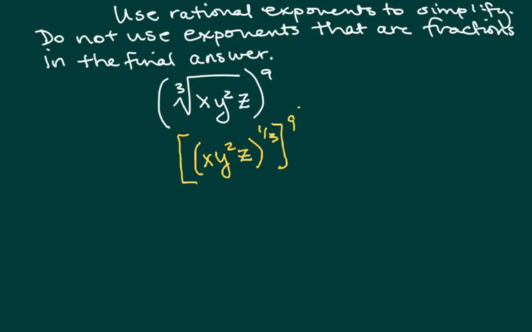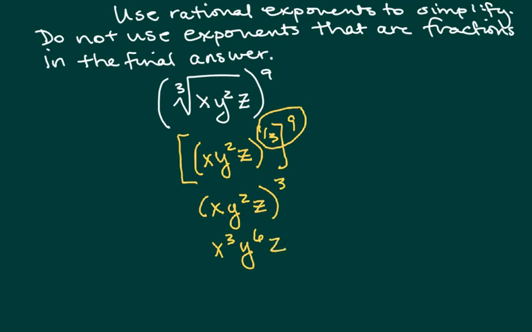Now we have power to a power. We multiply our exponents. And we have x, y squared, z to the 3rd power. 9 times 1/3 is 9 divided by 3, which is 3. And again, we have a product to a power. We're going to take each of these to that power. X cubed, y to the 2 times 3, or y to the 6, and z cubed. And that is our final answer.